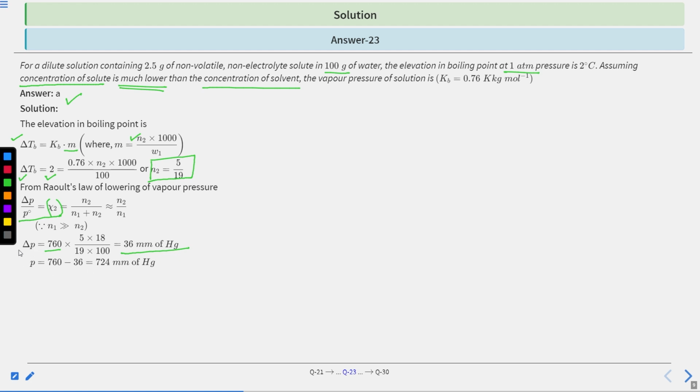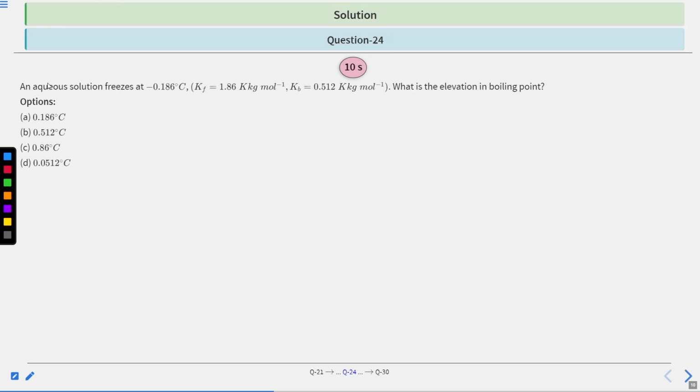Now del P is P naught minus P. So P is coming out as 760 minus this 36. So 760 minus 36 equals to 724 mm of Hg, right? So the vapor pressure of the solution is coming out as 724 mm of Hg. Hence option A is the correct answer. Okay, let's move to next question.